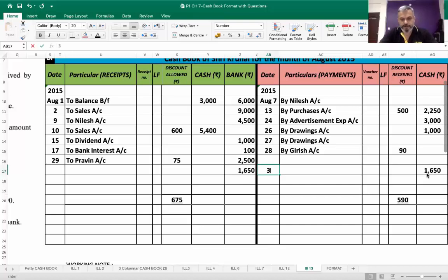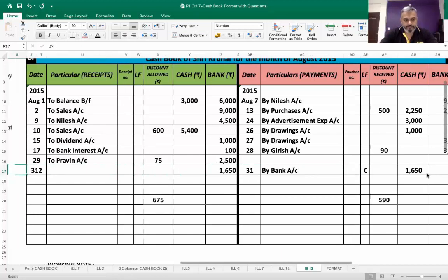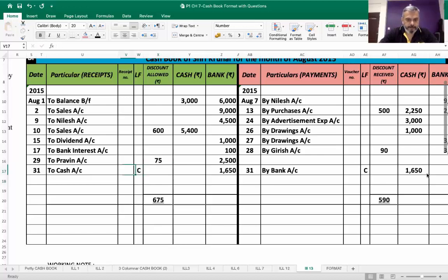Now date is 31st. By bank account, contra, 1,650, 31st. And over here 31st, to cash account, contra. I'll highlight it.